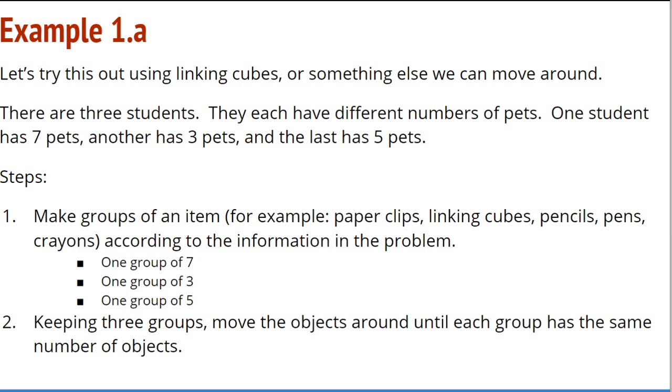So here are the steps you need to follow. Make groups of an item, for example, paper clips, linking cubes, pencils, pens, crayons, according to the information in the problem. We're going to have one group of 7 for 7 pets, one group of 3 for 3 pets, and one group of 5 for 5 pets. Now we're going to keep it in 3 groups, and we're going to move the objects around until each group has the same number of objects. So go ahead and try this out, and then watch the video that I made of me doing it.